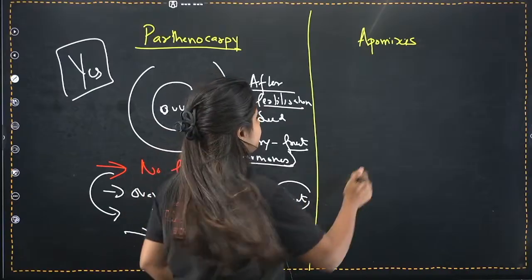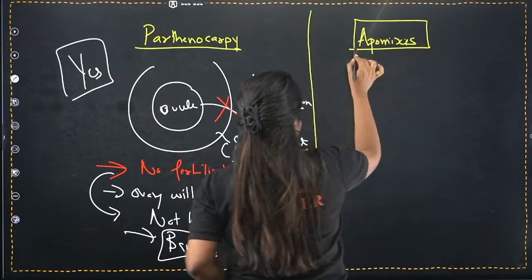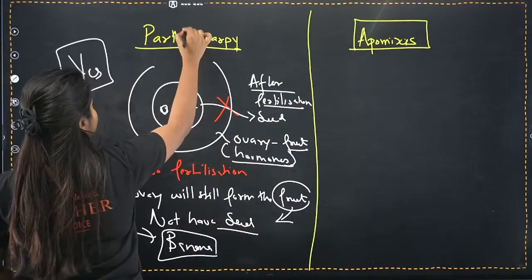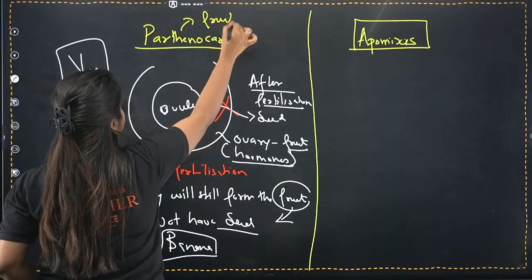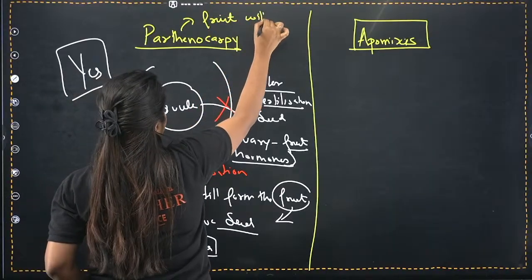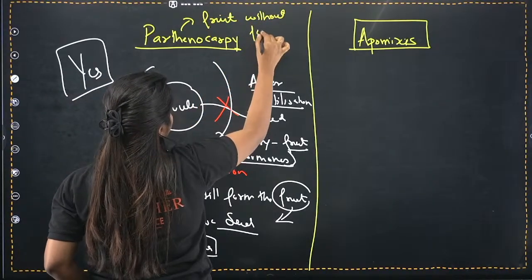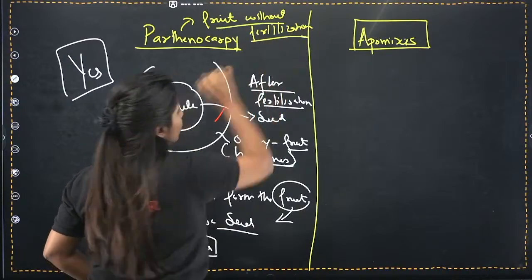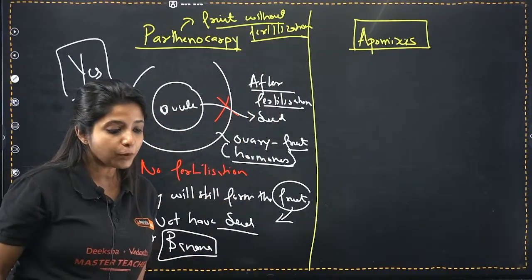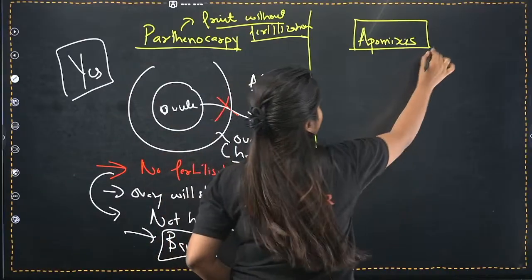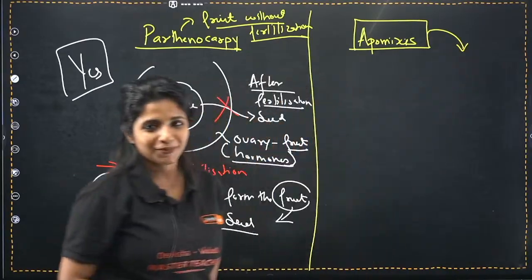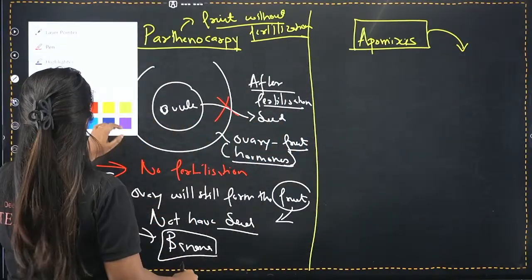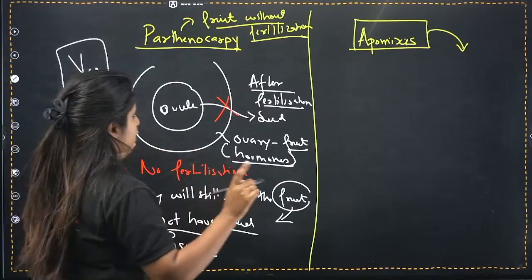Okay? Yes. Now comes apomixis. So here, what is happening? Parthenocarpy, in short, I can say, is fruit formation without fertilization. Fruit is being formed without fertilization. What is apomixis? Apomixis is going to be a bit different. Okay, in apomixis, what is going to happen? Let's see, and you have to pay your attention over here.